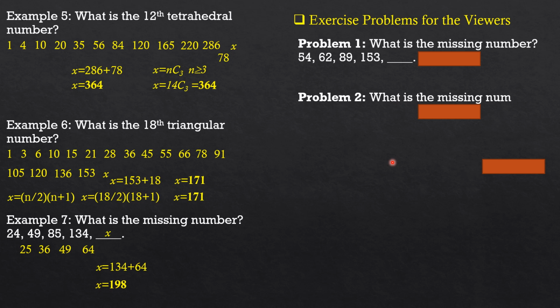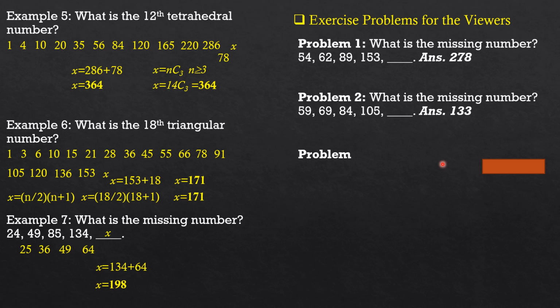Next problem is, what is the missing number? 59, 69, 84, 105, blank. So I leave that to you. The first problem should have an answer of 278. The second one is 133, and this is the third.